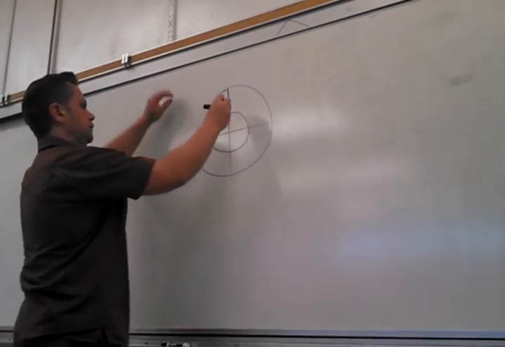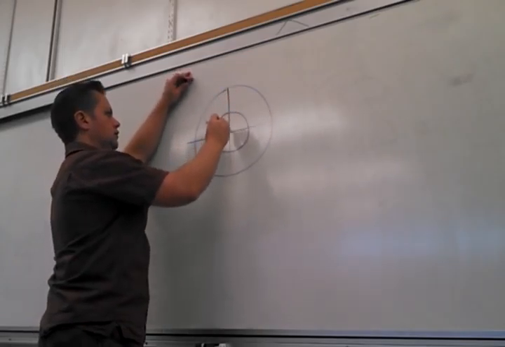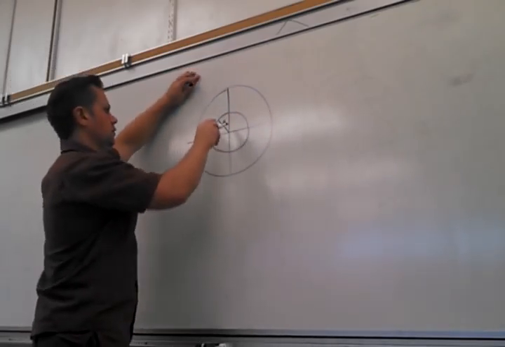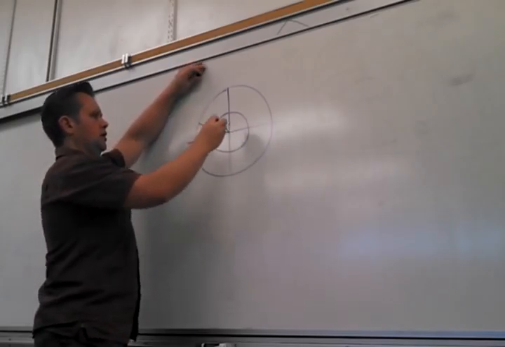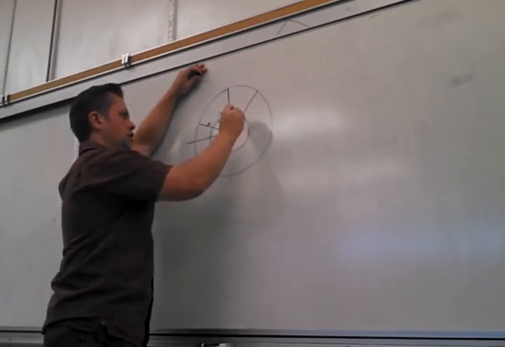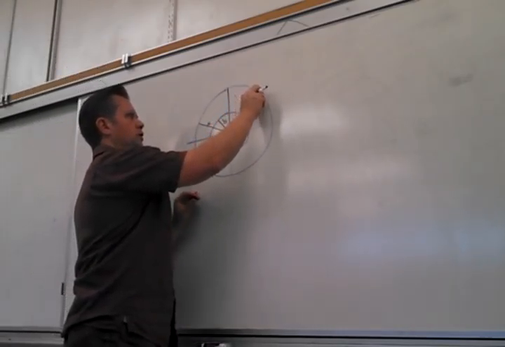So as you let theta increase, this one's got a radius of A, right? The other one, B. And as I let theta change, that determines where this point P is.